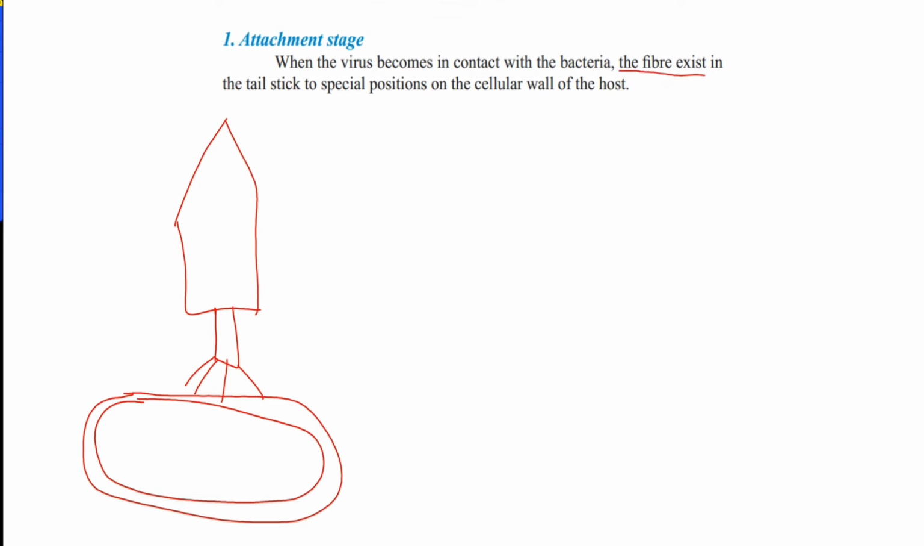The fibers, which are tail fibers, exist in the tail, stick to special position on the cellular wall of host cell. Host cell is a bacteria because we said this virus is bacteriophage. Attachment stage, virus attach the surface of host cell with fibers on its tail.